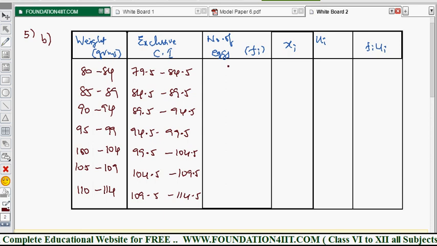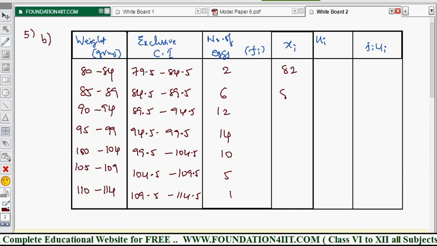And the number of eggs for each class is 2, 6, 12, 14, 10, 5, 1. This is the given table already. Now xi is the mid value of 79.5 to 84.5, which is 82. Otherwise, just add both numbers and divide by 2. You can take 80 and 84 also, which is 164, and 164 divided by 2 is 82.